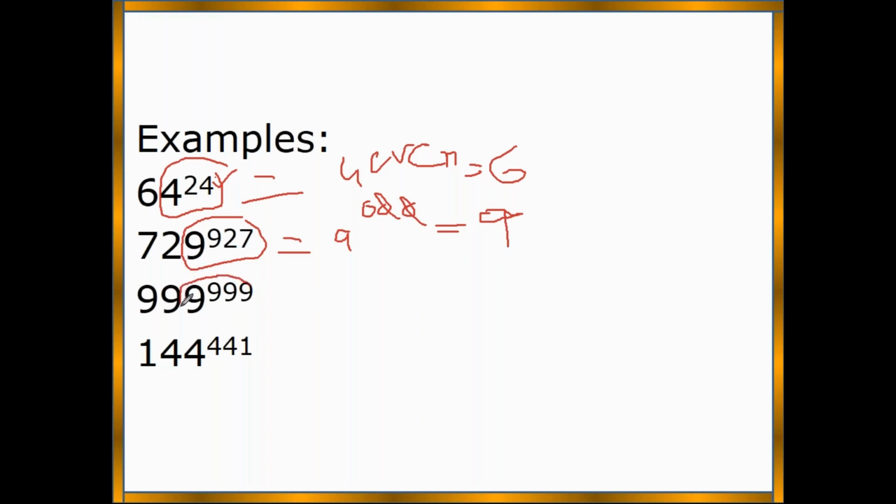Here also, 9 power triple 9. Triple 9 is an odd power, right? So 9 power odd is also 9. 4 power odd here. So 4 power odd is nothing but 4, because 441 is the odd power. Hope all of you understood.